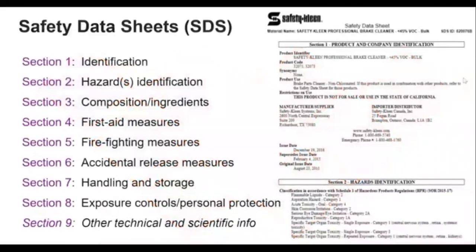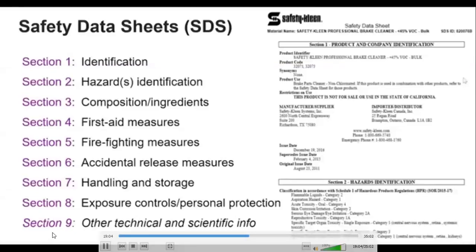I'm going to talk about the different sections of a safety data sheet. We've included an example of a commonly used product, brake cleaner from Safety Clean, on the right side of the slide here. I'm just going to talk through the different sections of a safety data sheet.